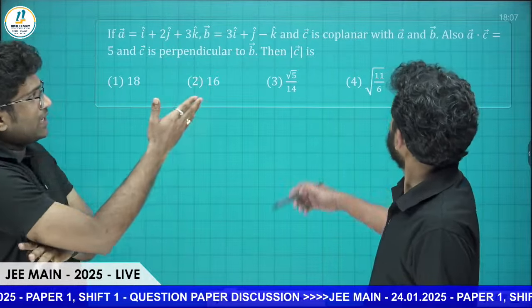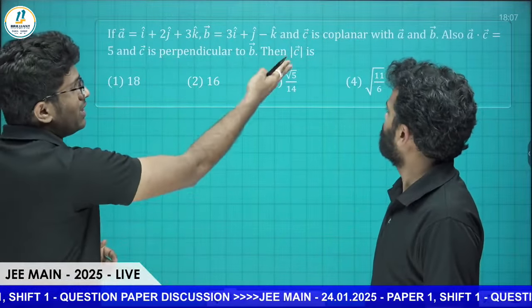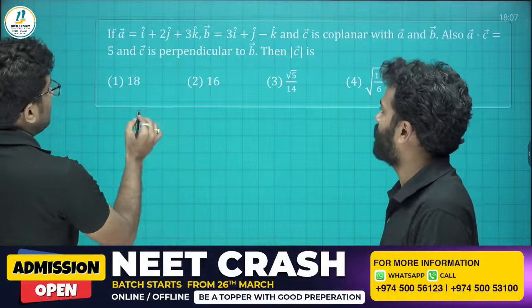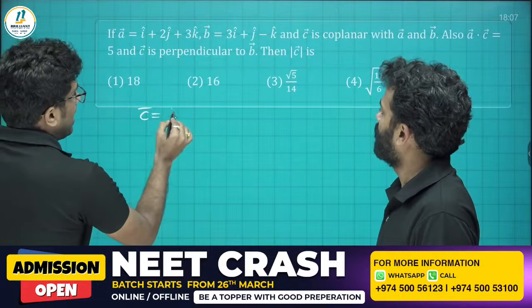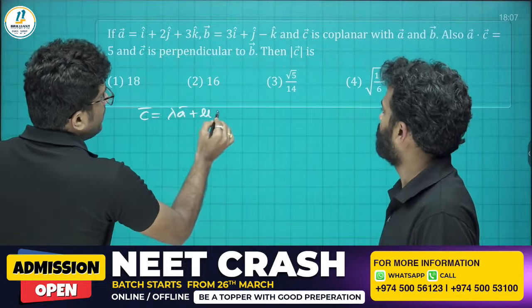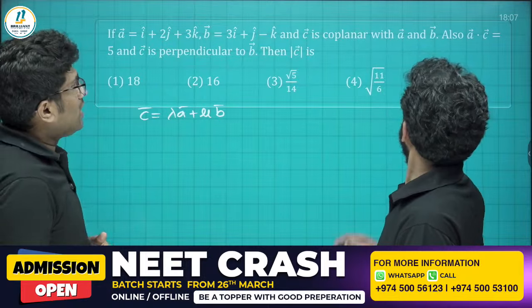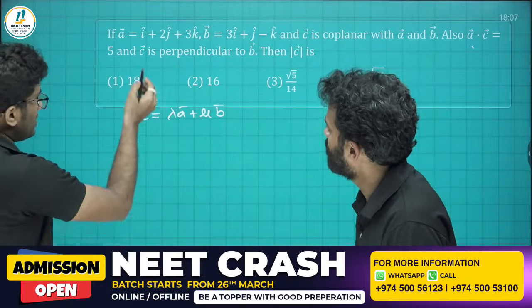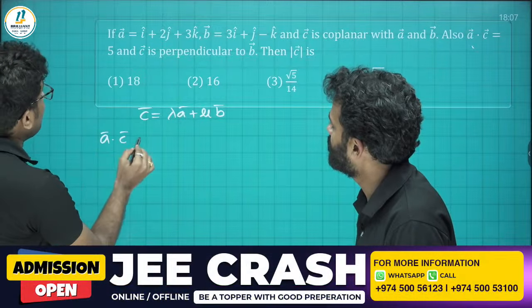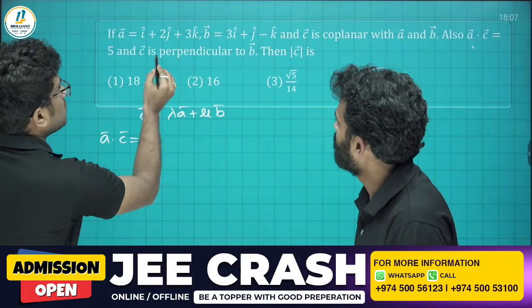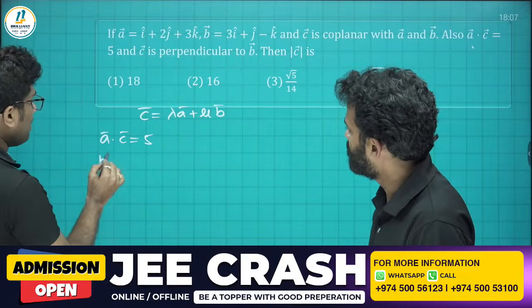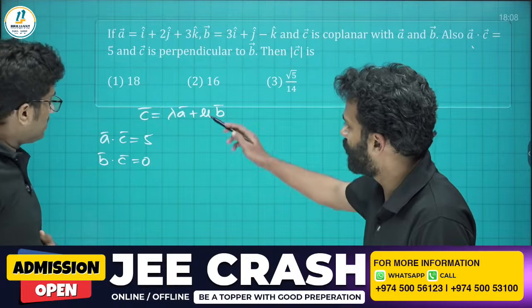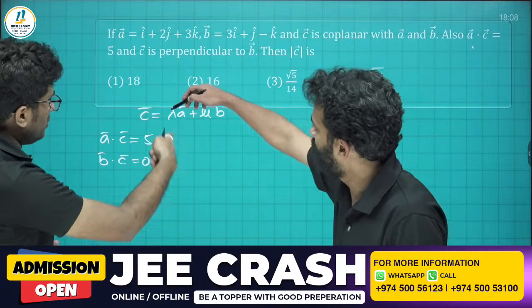As C is coplanar with A bar and B bar, C can be written as a linear combination of A bar and B bar. So C bar is equal to some lambda A bar plus some mu B bar. Now they have given vector A dot vector C is equal to 5. We have given A bar dot C bar is equal to 5, and also C bar is perpendicular to B bar, so B bar dot C bar is equal to 0. These two we can equate here.